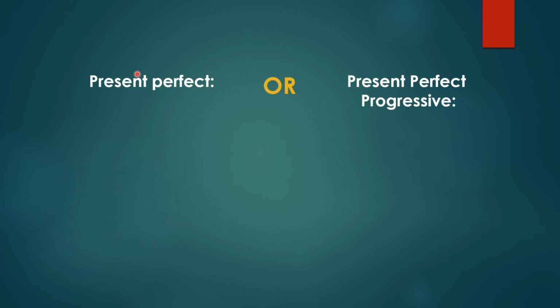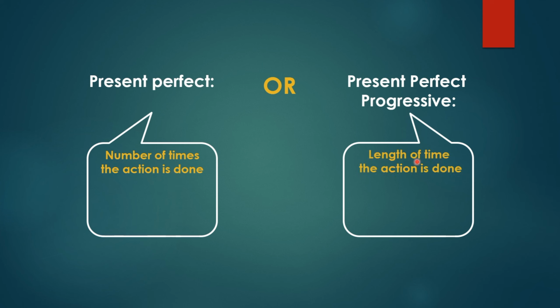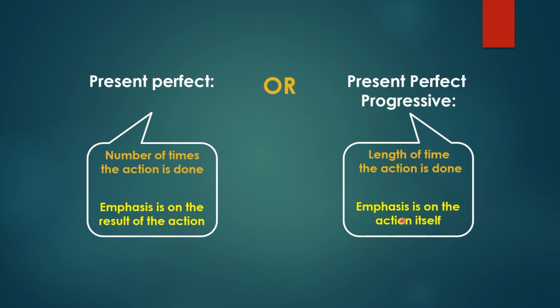And the next overlap which can happen is between present perfect and present perfect progressive. Again, there is a simple key to distinguish between their uses. The first key is if the sentence or the verb is talking about the number of times of an action, we use present perfect. But on the other hand, if the verb is talking about lengths of time, we use present perfect progressive. And if the action emphasizes the result, we use present perfect. On the other hand, if the verb emphasizes the action itself, we use present perfect progressive.